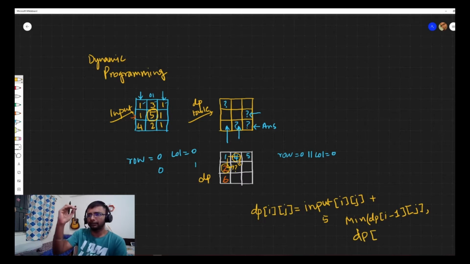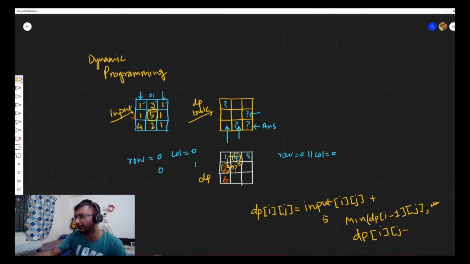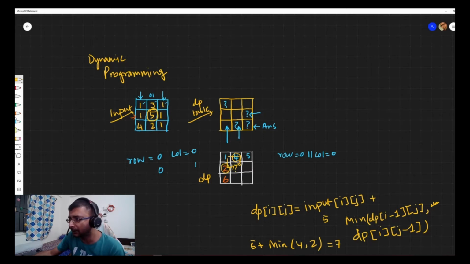so I move up, that is this one. So I'm doing an i minus 1, but the other choice would be i and j minus 1. So I remain at the same row, but I am going one step left. So I am taking the minimum of these two values, right? So 5 plus the min between dp[i-1][j], that is 4, and 2. So of course the minimum is 2. I'll take 2 and my answer for this cell would be 7.